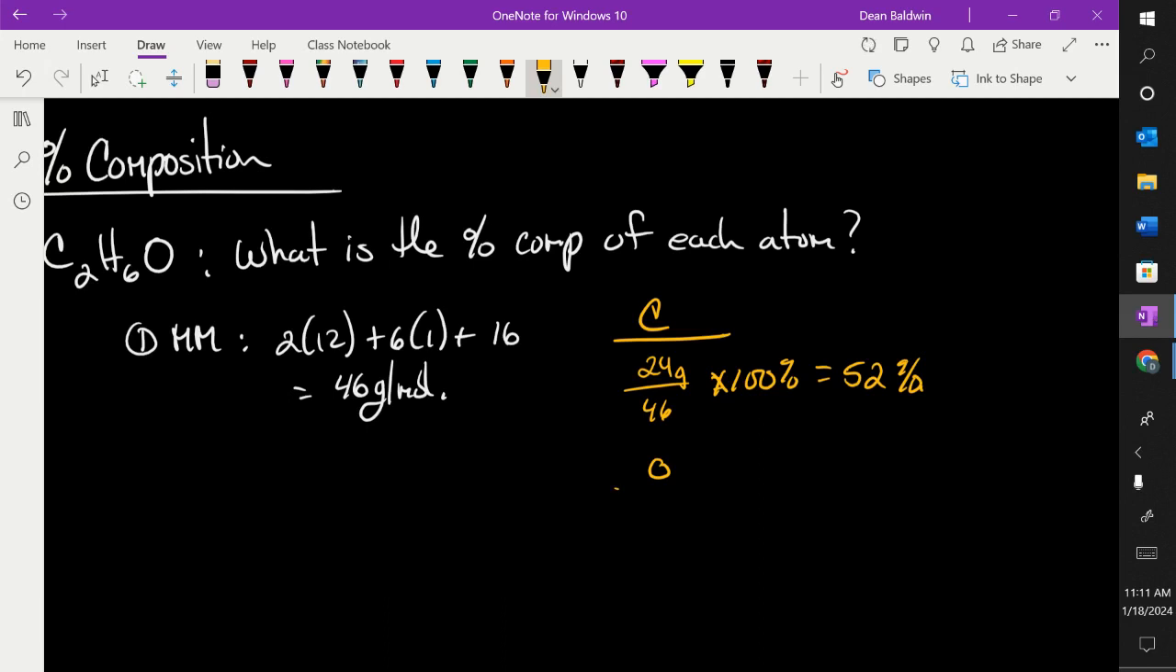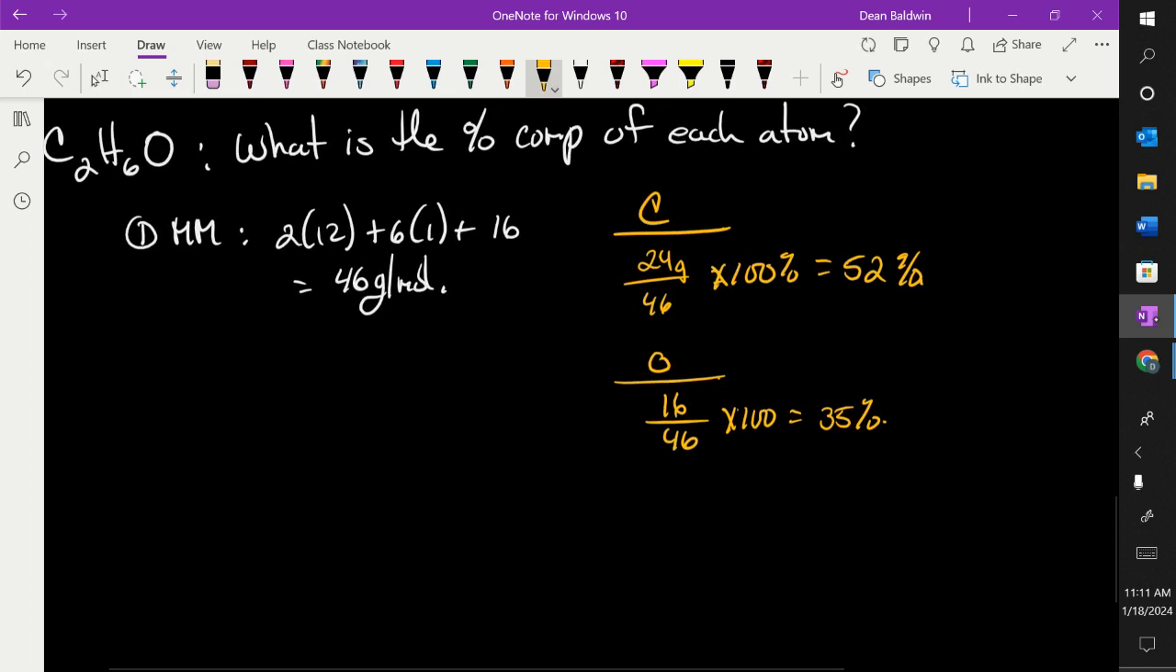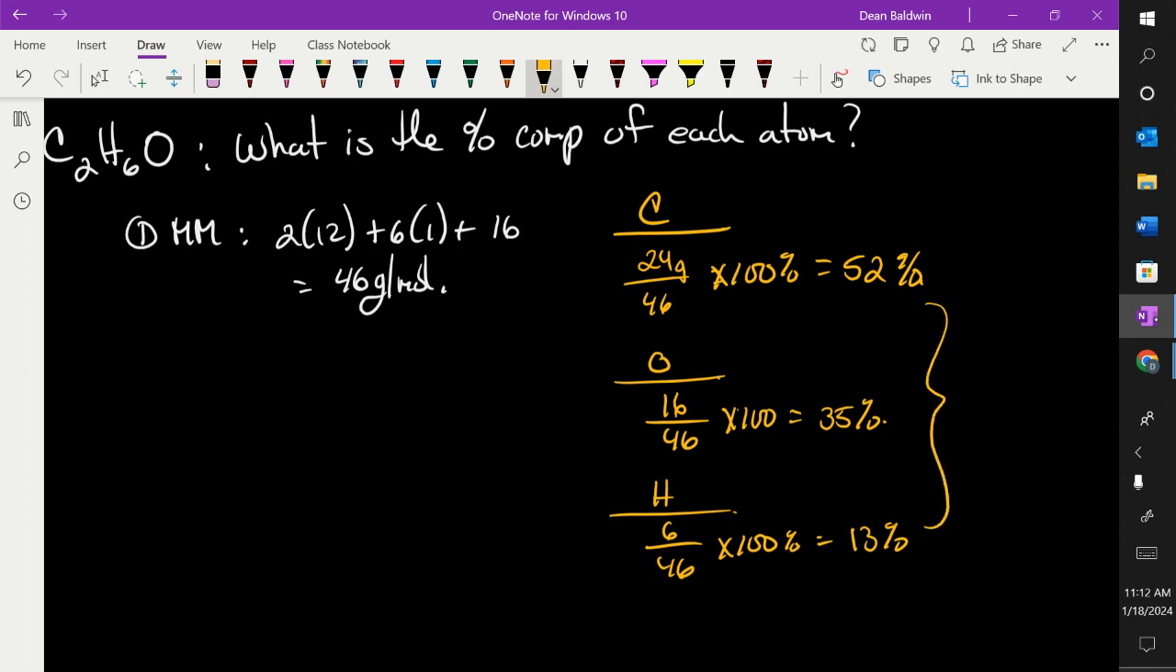Then you got to do oxygen, or hydrogen, doesn't matter. Oxygen is going to be 16 divided by 46 times 100, which is 35%. And then you're going to do hydrogen, which is 6 divided by 46 times 100, which is 13%. Those should all add to 100, or close to it, depending on your rounding. Does that make sense?